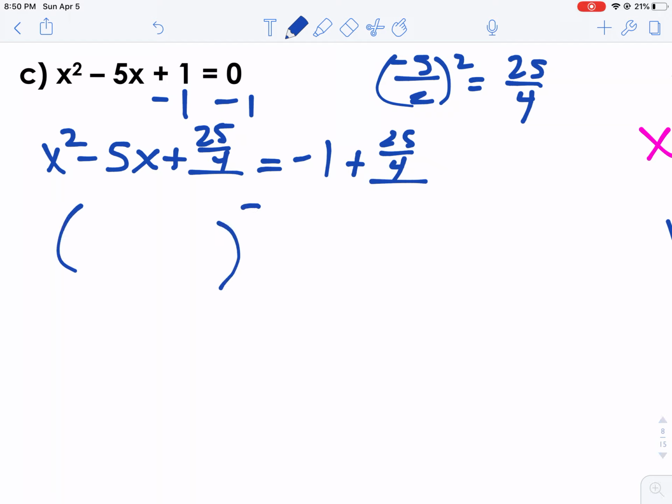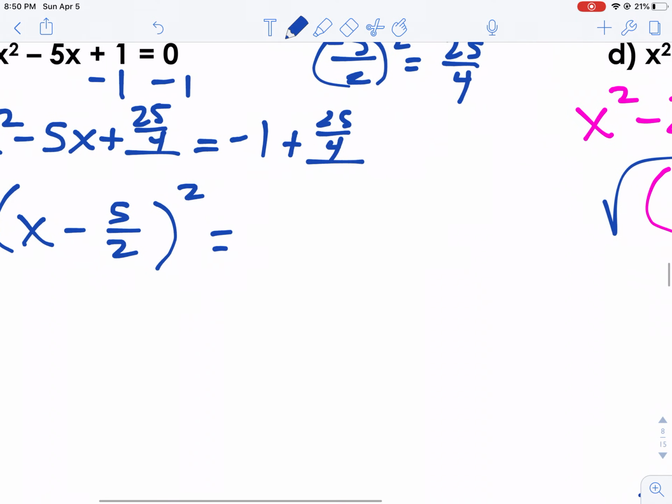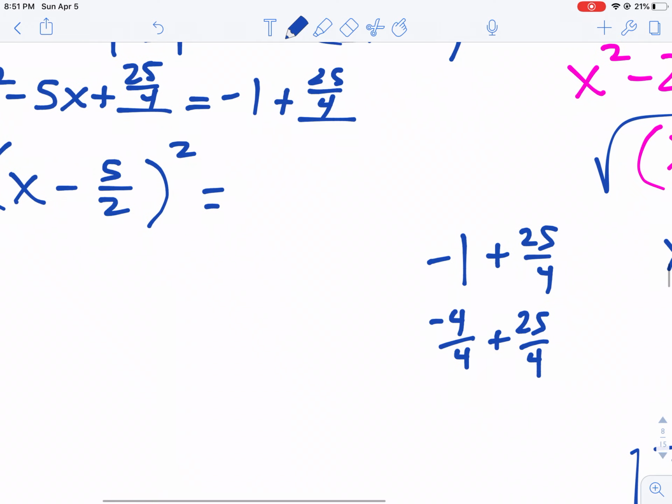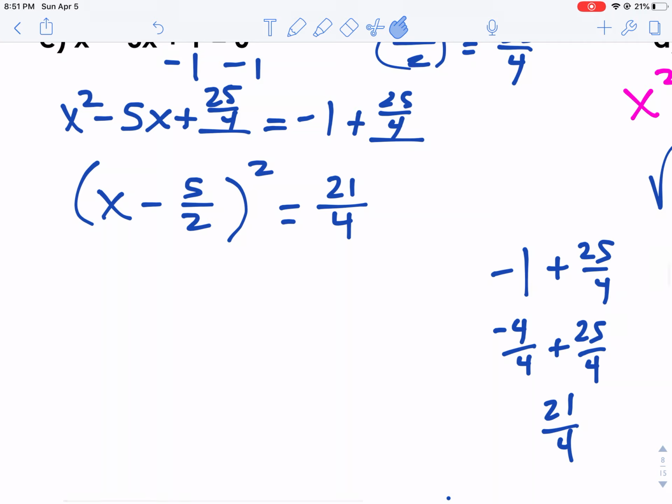Okay. All right, on the left-hand side, we can factor it then. We know it's going to be a binomial squared. So that'll factor into x minus 5 halves. On the right-hand side, we need to compute this. So we can kind of come to the side. We need to do negative 1 plus 25 fourths. So that means negative 4 fourths plus 25 fourths, which would give us 21 fourths. So our right-hand side would be 21 fourths.